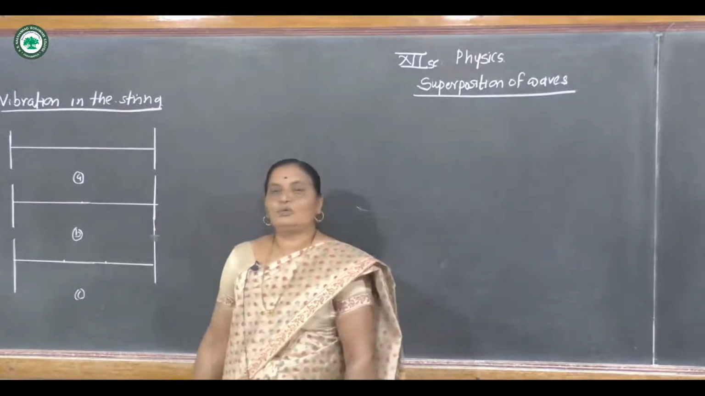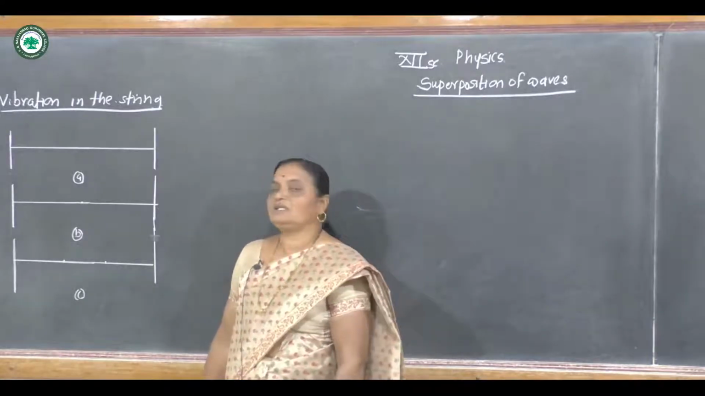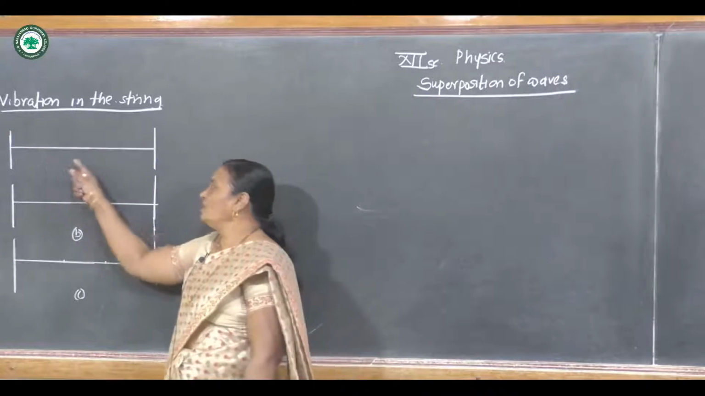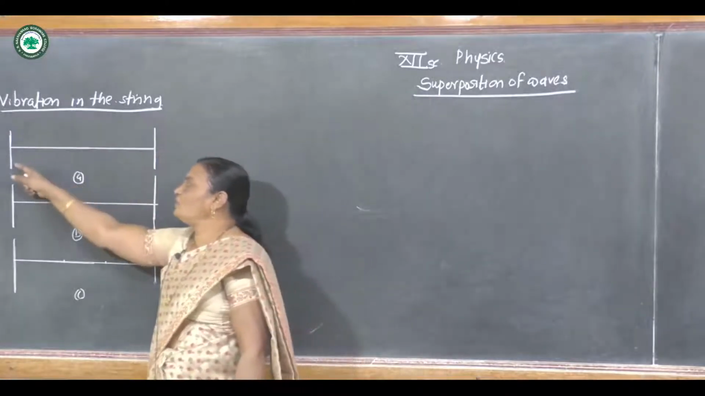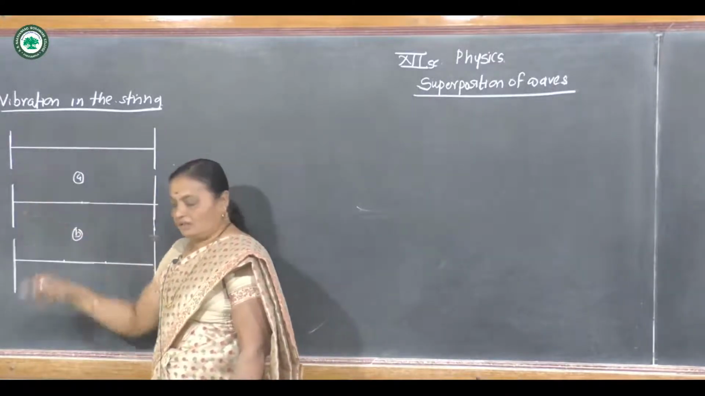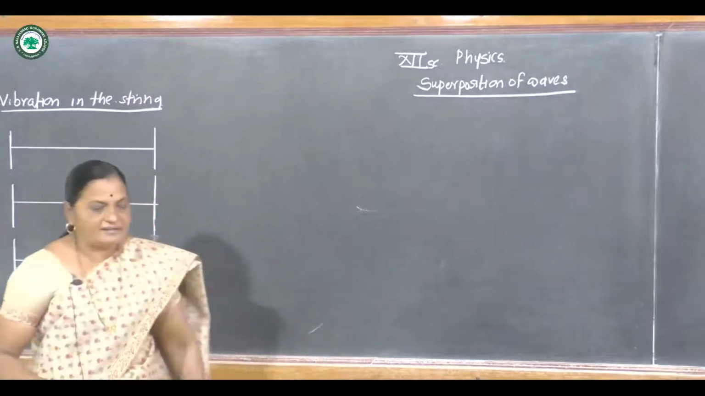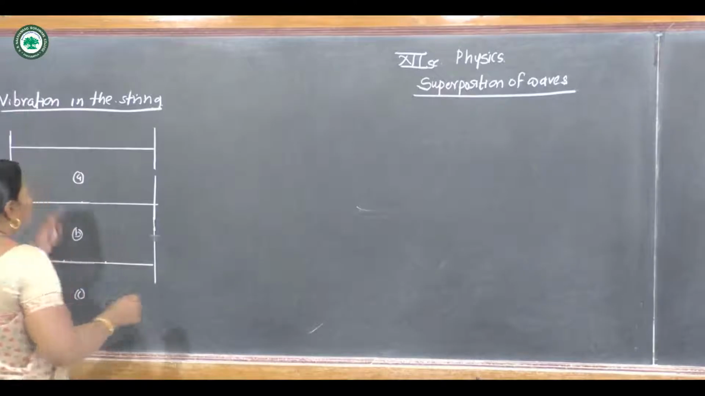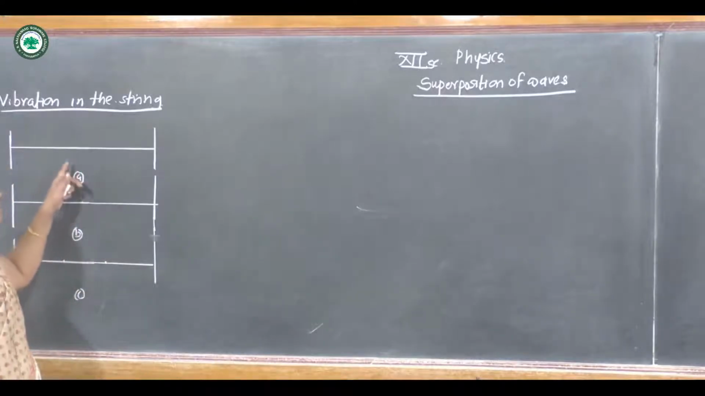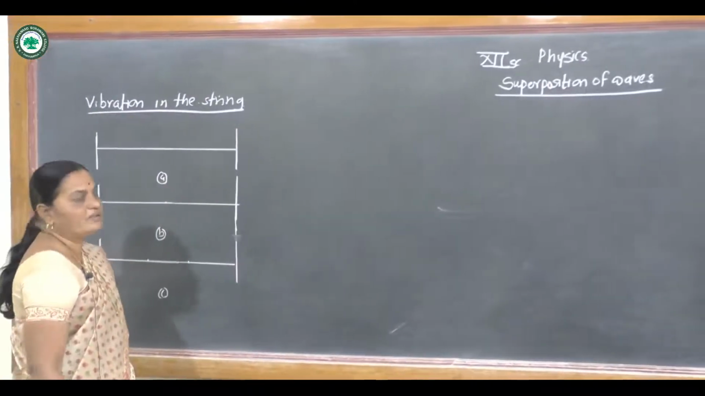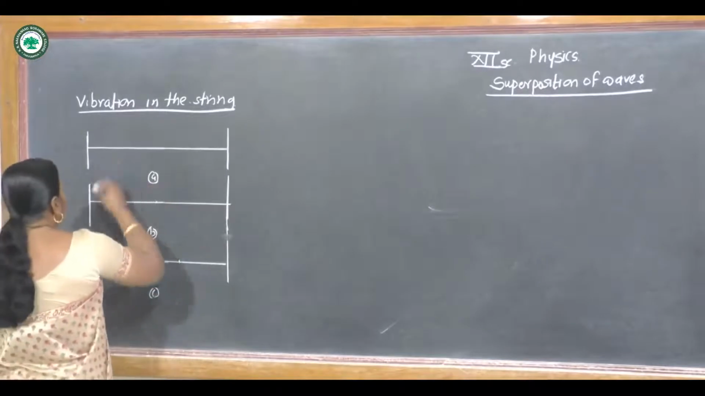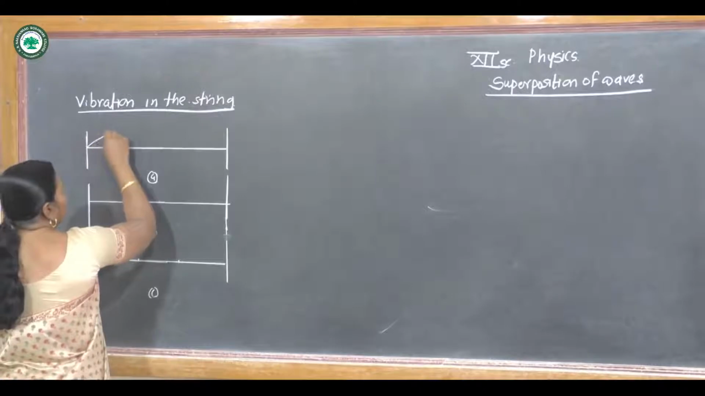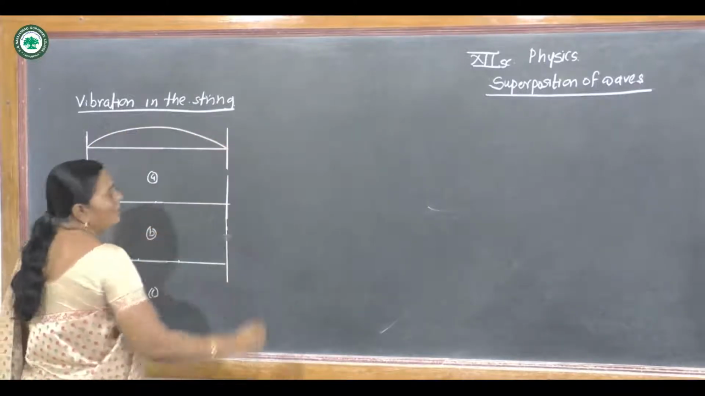Now here we see the vibration in the string. Consider a string fixed between two supports. Then the string is plucked at the center, and one loop is formed. Now we consider the transverse wave generated on the string. Suppose this is the crest of the transverse wave traveling along the string.